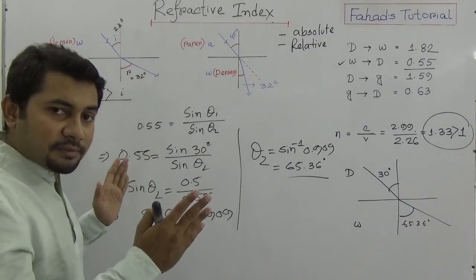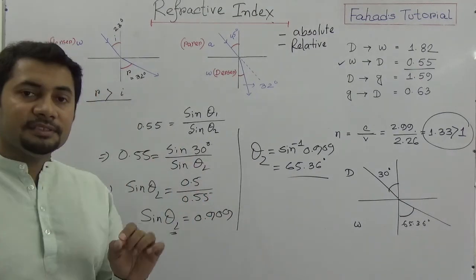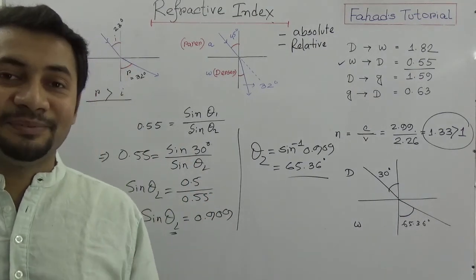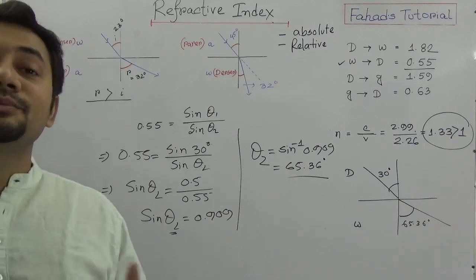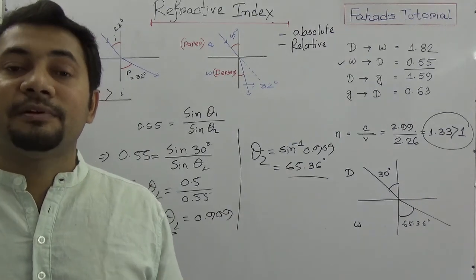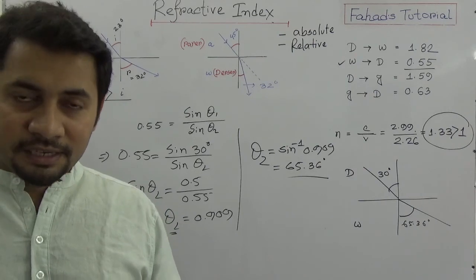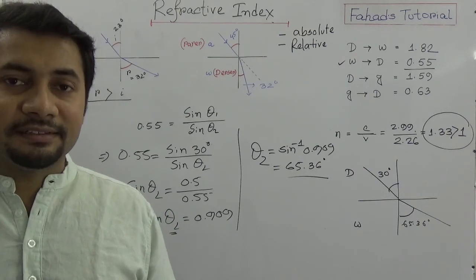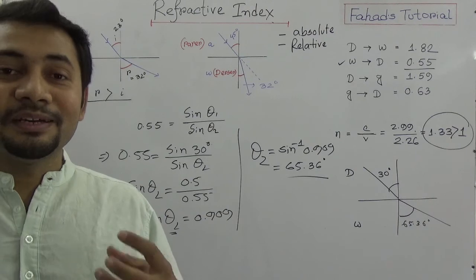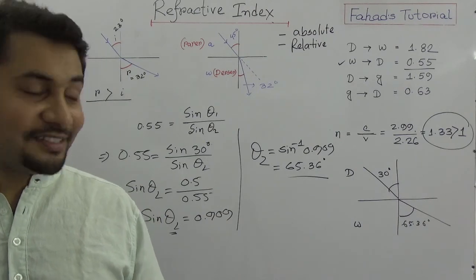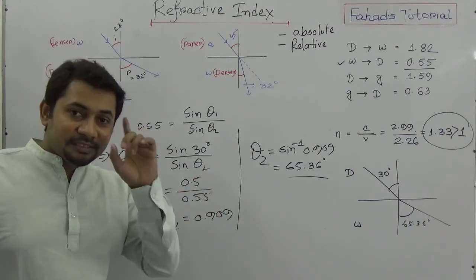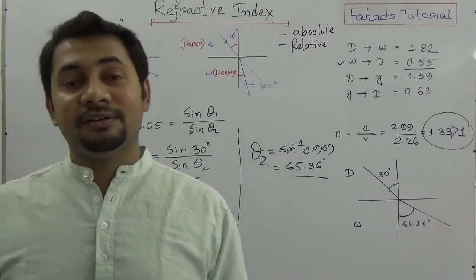So it's very simple. I'm just giving you a basic example of the refractive index, because when I explain the mathematical problem-solving techniques in this chapter, I shall upload more critical and doable mathematics in the next class. So I hope you understand the concept. I'm explaining it to make your concept clear.